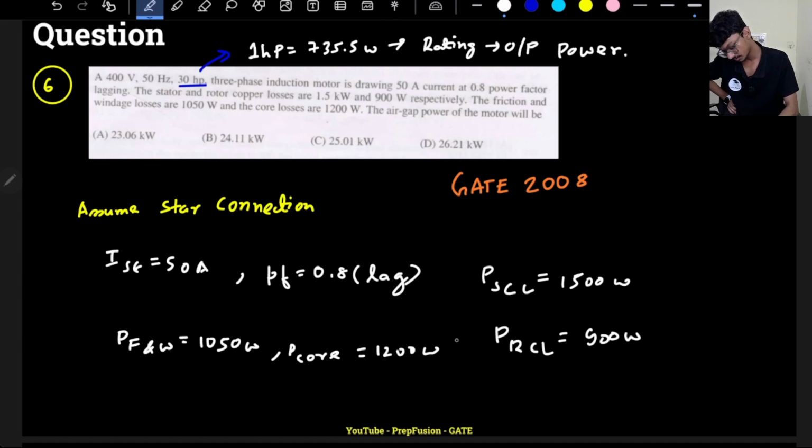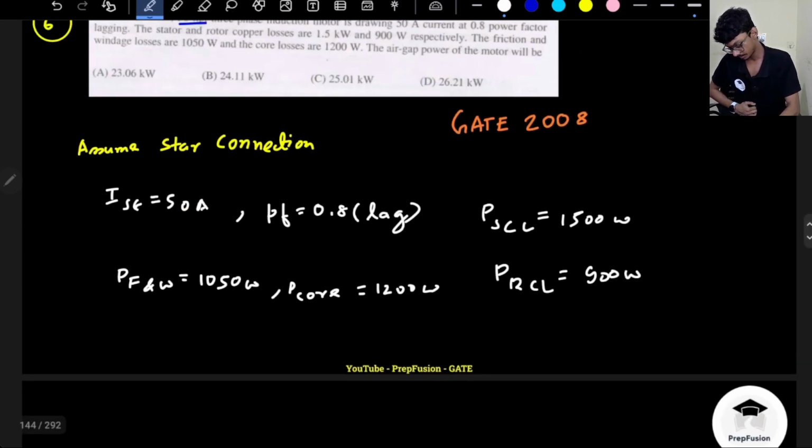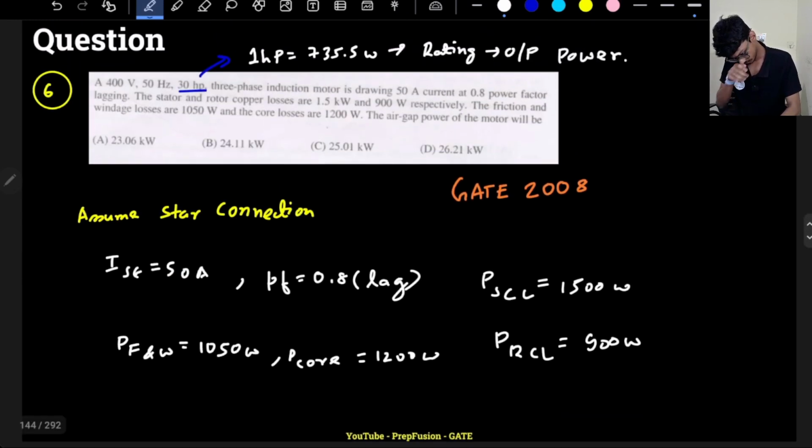The air gap power of the motor will be what? So they are asking me the air gap power. I don't know what the input power is. They have also not mentioned the speed. Nothing is known here.